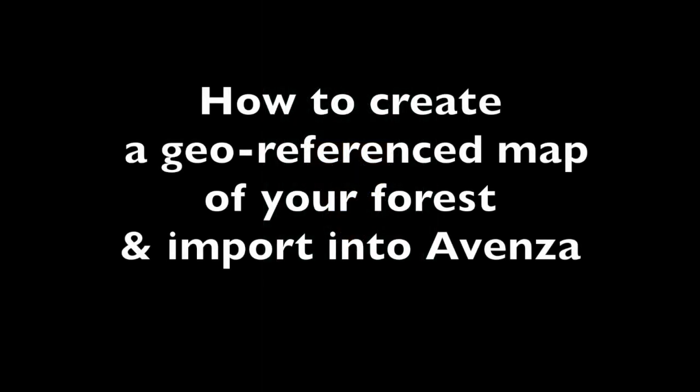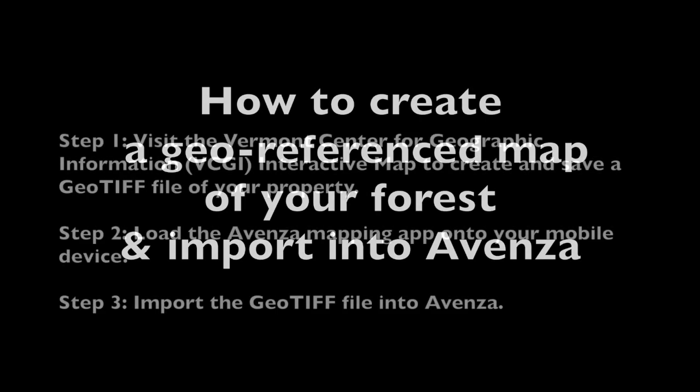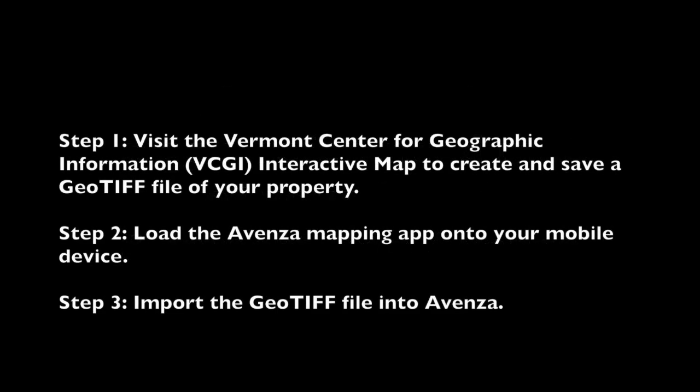In this video, I'm going to walk you through the process of creating a georeferenced map of your forest and importing it into Avenza. It's a pretty straightforward three-step process where you'll first create the image on the Vermont Center for Geographic Information interactive map website. And then you'll load the Avenza mapping app onto your mobile phone and you'll import the file that you've created into Avenza.